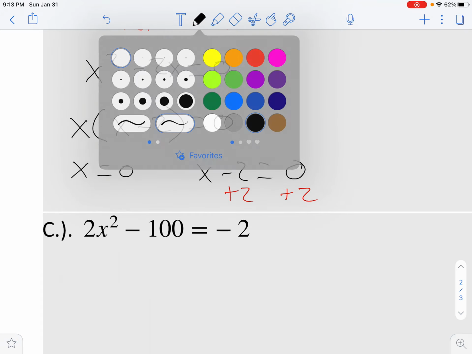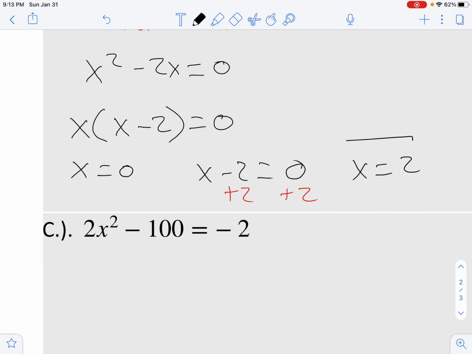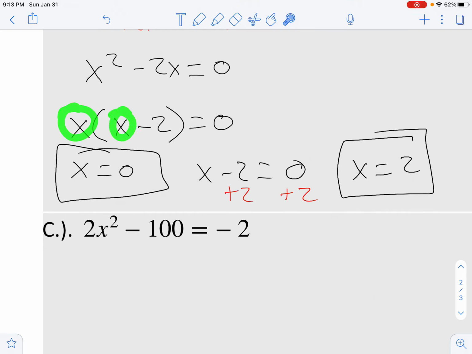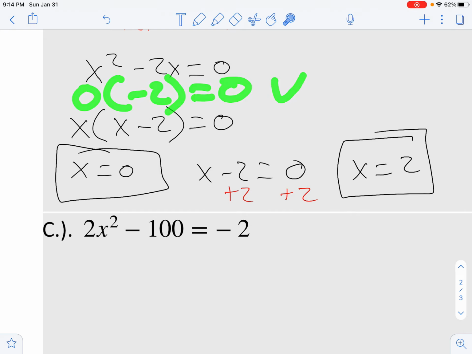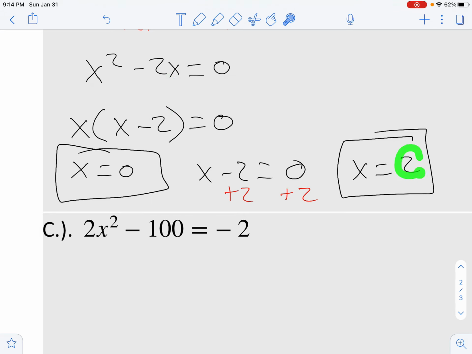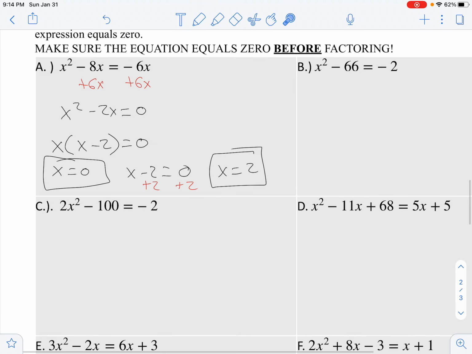And in this case, x would have to equal 2. Or x could equal 0. So I plug 0 in for x. 0 times 0 minus 2 would give me 0 times negative 2, which does equal 0. Or, if I used a 2, 2 times 2 minus 2, which equals 0, right? 2 times 0 equals 0.